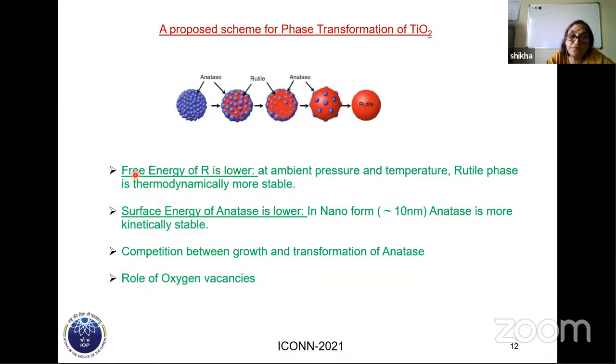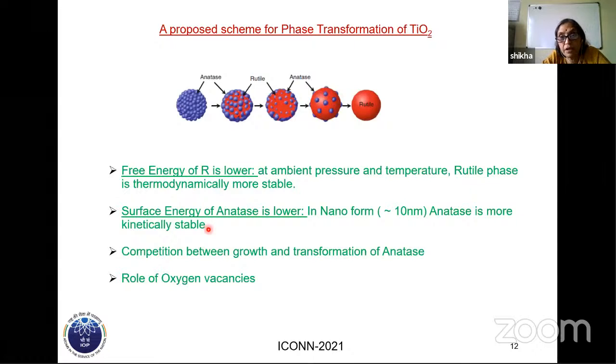The reason is that the free energy of rutile is actually lower at ambient pressure and temperature, so it is more thermodynamically stable. So at long time and high temperature, it will be all rutile. But the surface energy of anatase is lower. That is, in nano form, when small anatase is there, it is kinetically more stable.